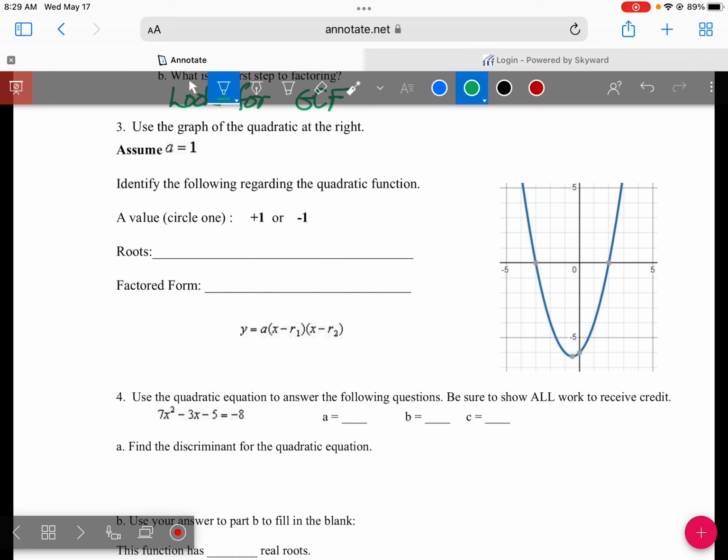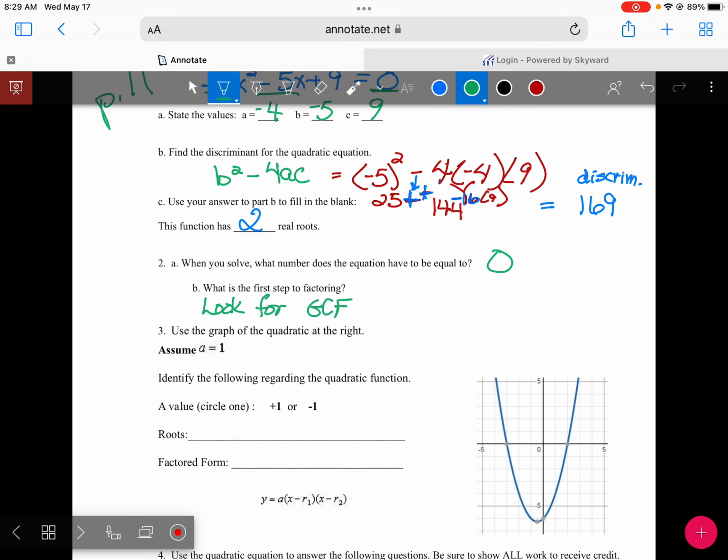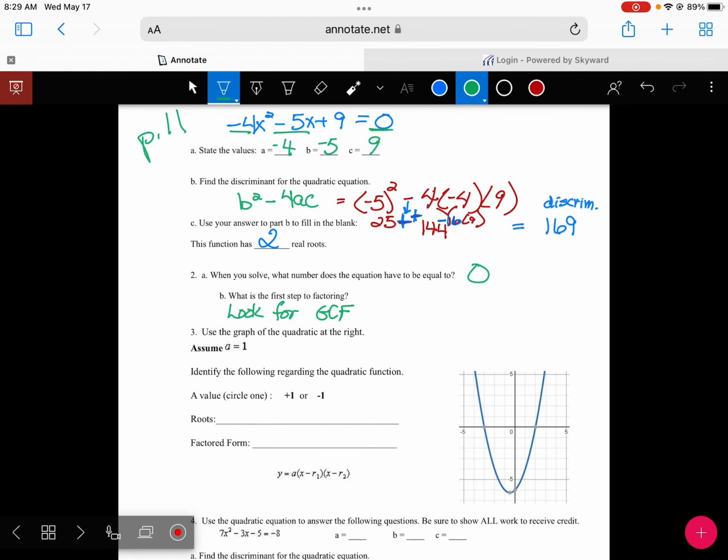Number 3, we're looking at this graph. It says use the graph of the quadratic at the right. Assume a is equal to 1. A is the coefficient in front of the x squared term. It usually tells you if it's positive that your parabola is opening up. If it's negative, it's opening downward. It also tells you how wide your parabola is going to be if it's a fraction, or how narrow when it's stretching up to be an integer. How many roots was it? The last one was 2. For 1C is 2.